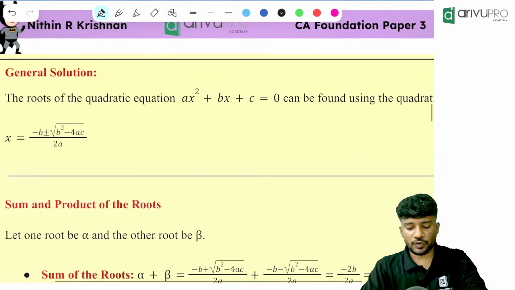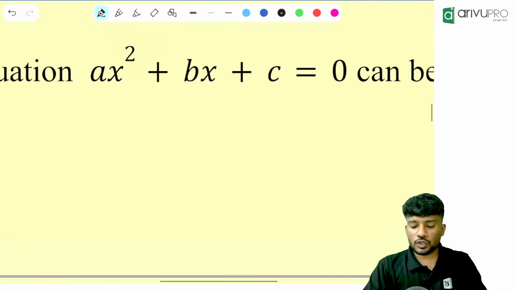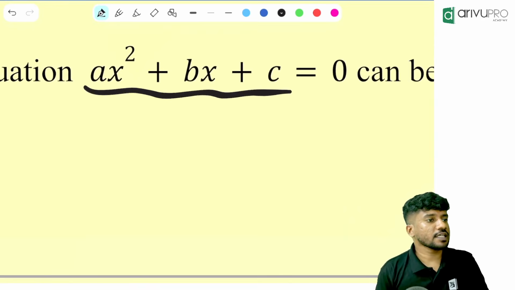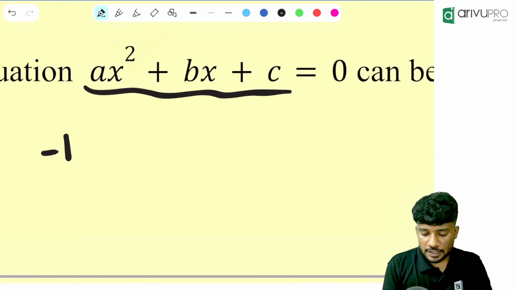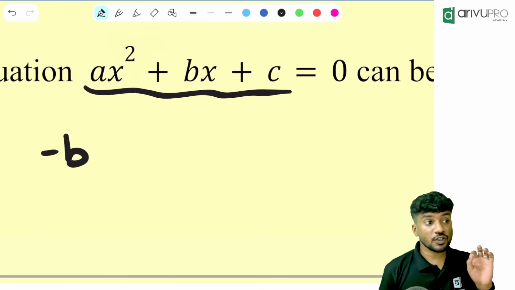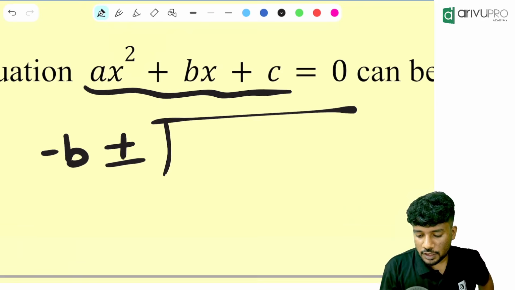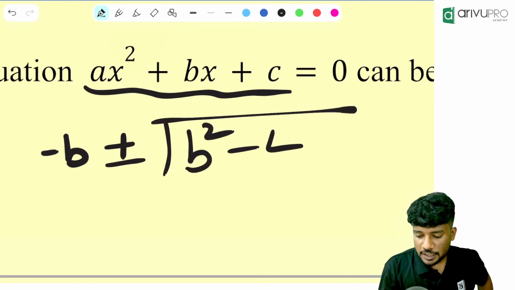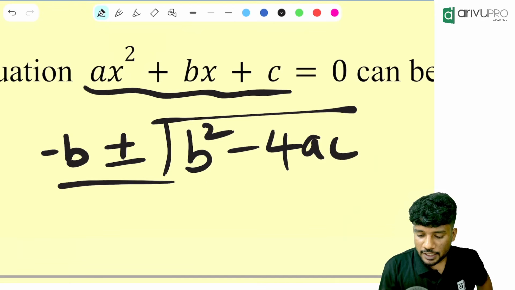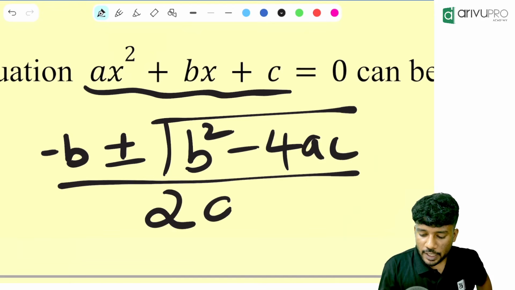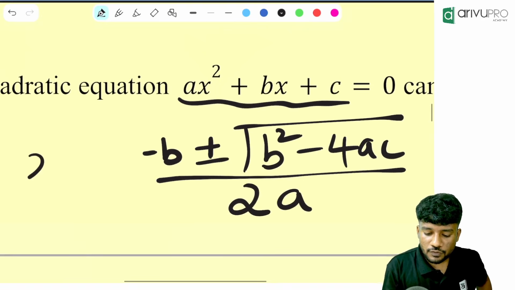This is what we have studied long back. Roots of a quadratic equation are mentioned like this: minus b, that is minus coefficient of x, plus or minus root of b square minus 4ac, divided by 2a. This is the root of quadratic equation.